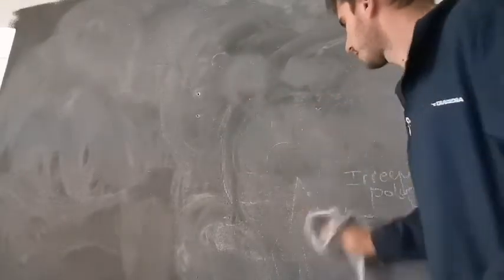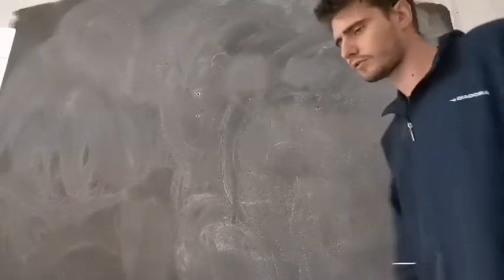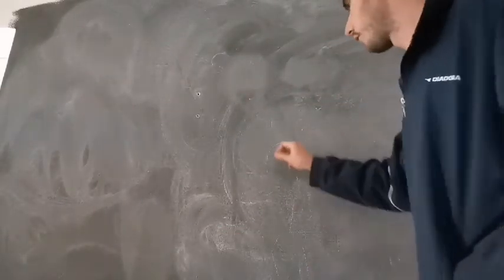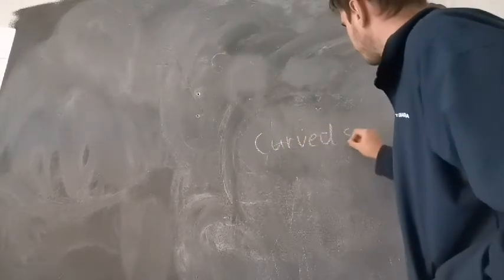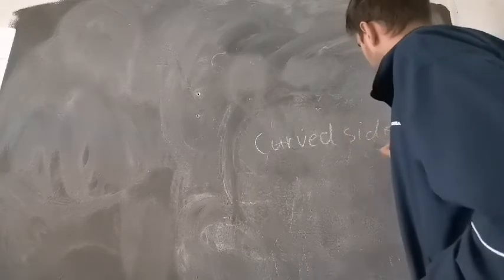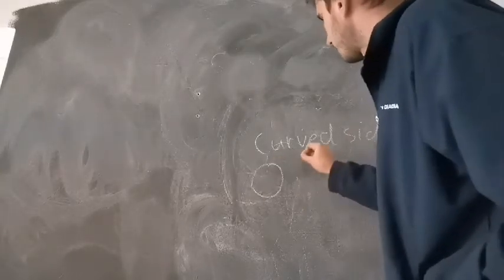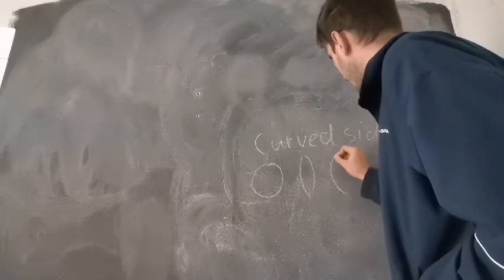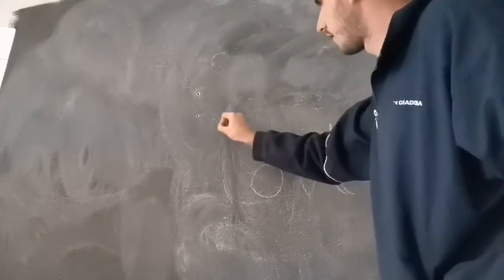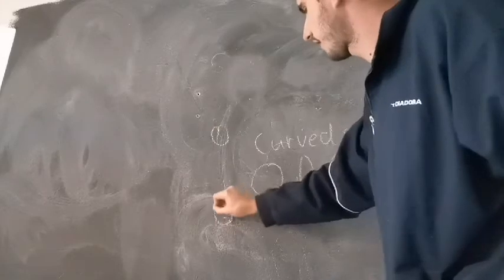Then our shapes are divided into different groups. We've got 3 main groups. The first group is curved sides only. Curved sides only is like your circle, your ovals, and anything that has only curved sides. That's our first group.